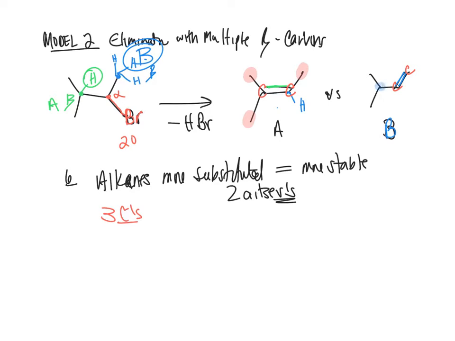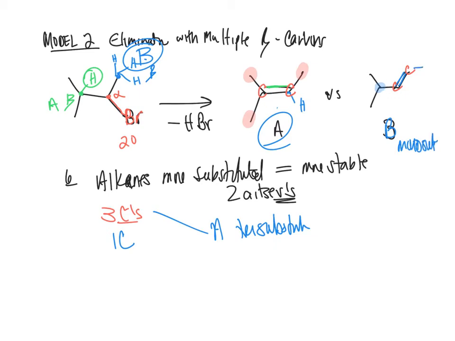So did you get one carbon? Which alkene would be more stable? A. A is more stable. That would be a tri-substituted. You see how B is mono-substituted? You can draw in your hydrogens if you want.